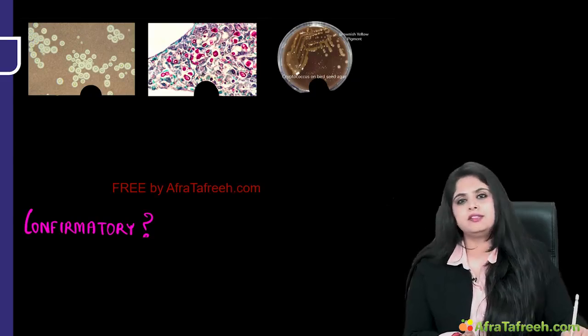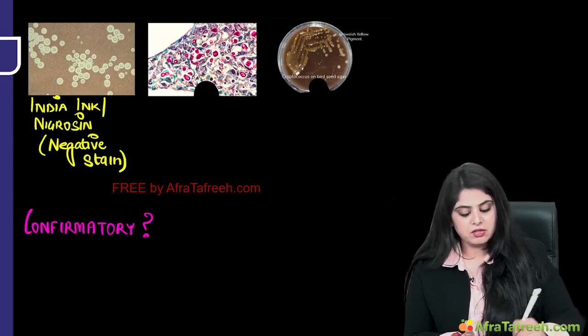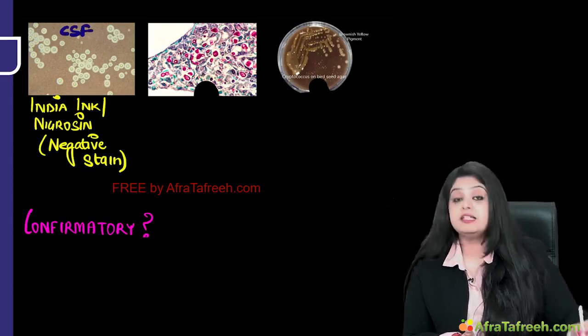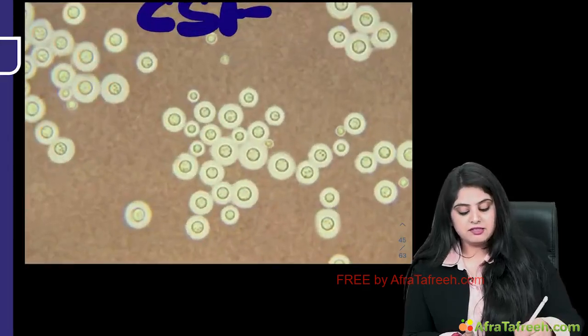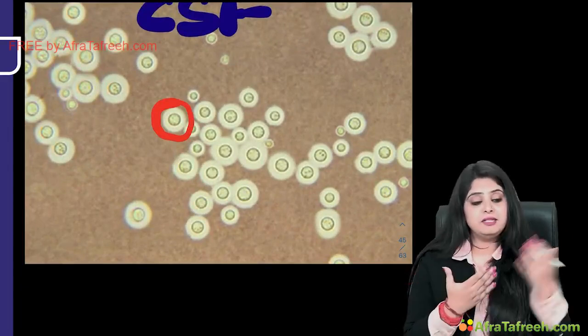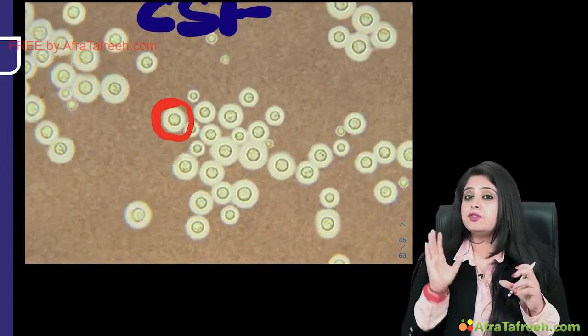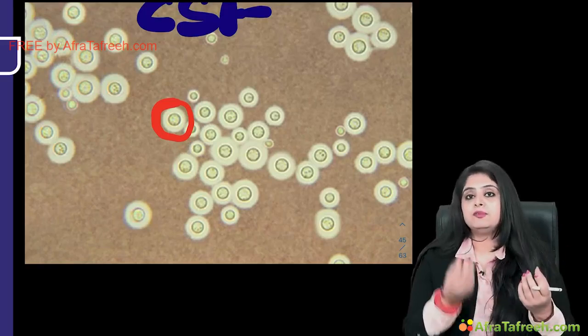So what sample will you take? CSF, ma'am. If you have taken a CSF sample, what is the stain that you're going to do? We do the very famous negative stain, that is India ink or nigrosin. And if I zoom in, we can see that yes, the capsule, see the problem is, negative means I have like a negative of those photographs we used to have many decades ago. The background is stained. So the capsule will shine out.